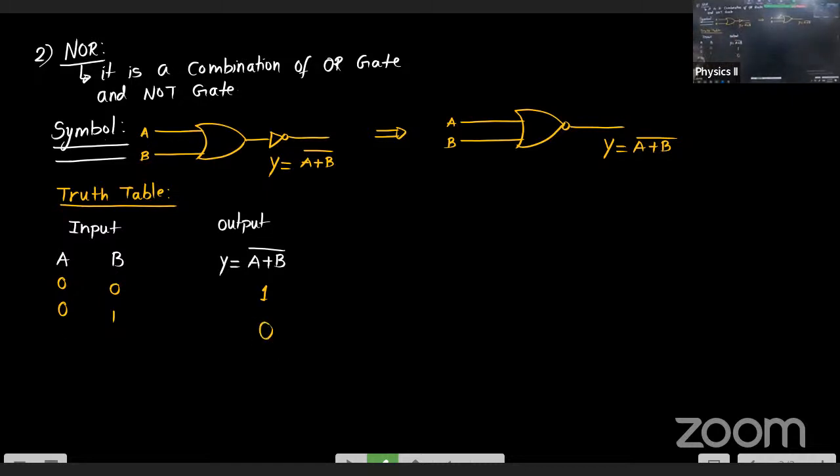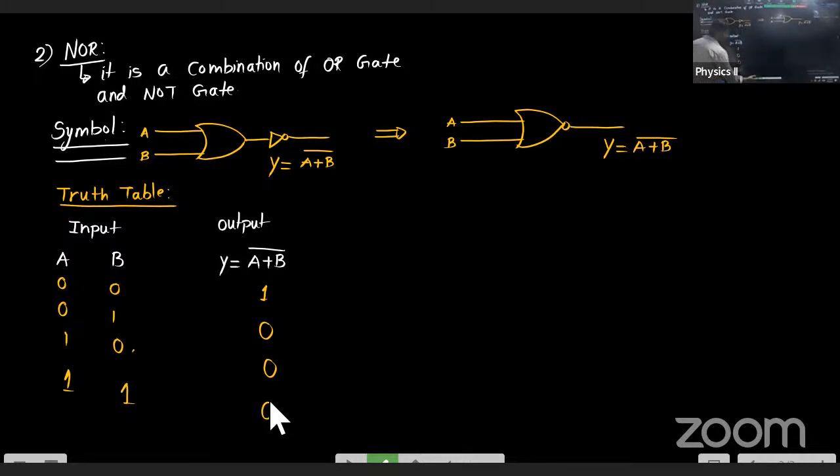If I am taking input A as 1, input B as 0, again 1 plus 0 will become 1. But what is the work of the NOT gate? It will invert the things. So again I will be getting the output as 0. Next, I am taking input A as 1, input B as 1. Again, what will be my output? It will be 1 itself. But again, what will the NOT gate be doing? It will be inverting the things.